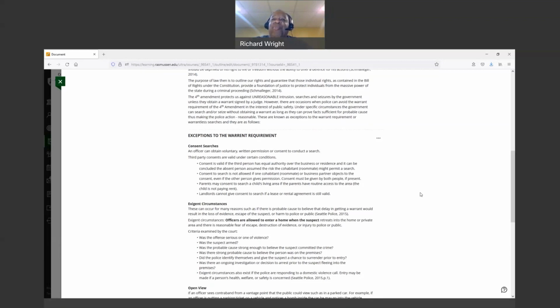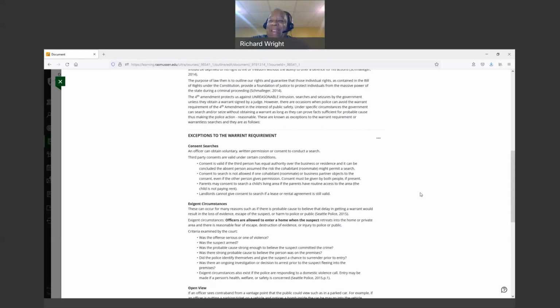There are third-party consents that are granted under certain circumstances, and these are listed right here, where it says that consent is valid if the third person has equal authority over the residence or the business, and it can be concluded the absent person assumed the risk that the cohabitant or roommate or partner might allow a search. Okay?